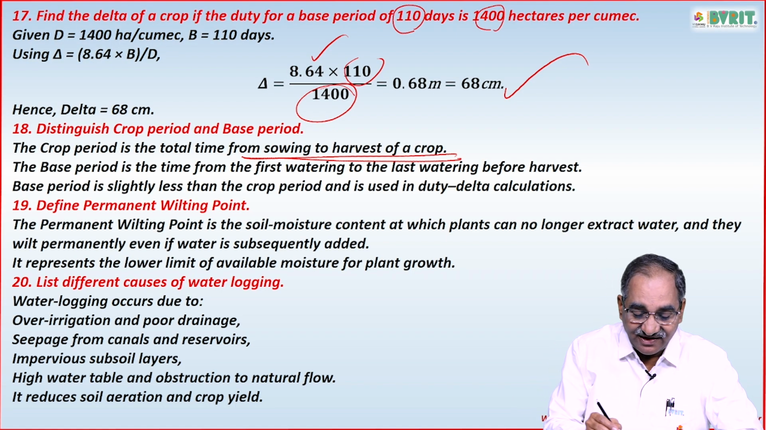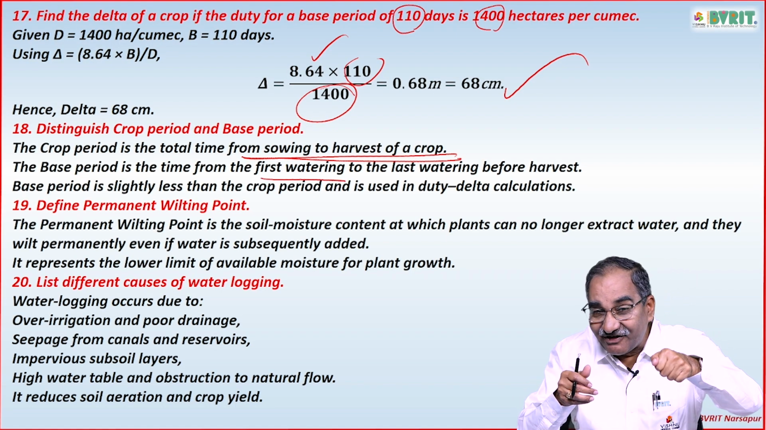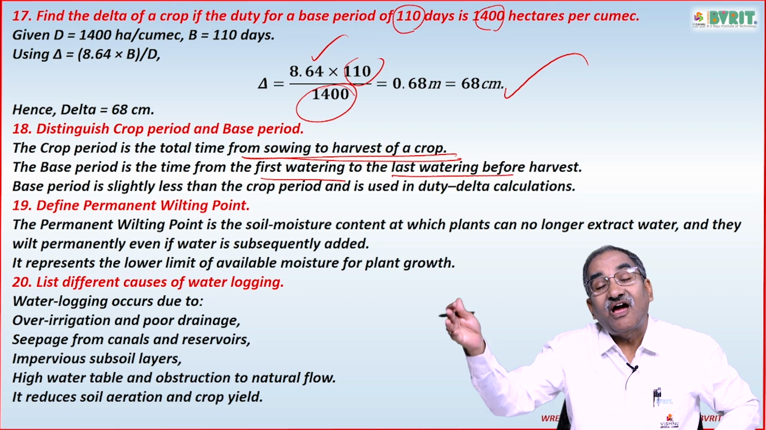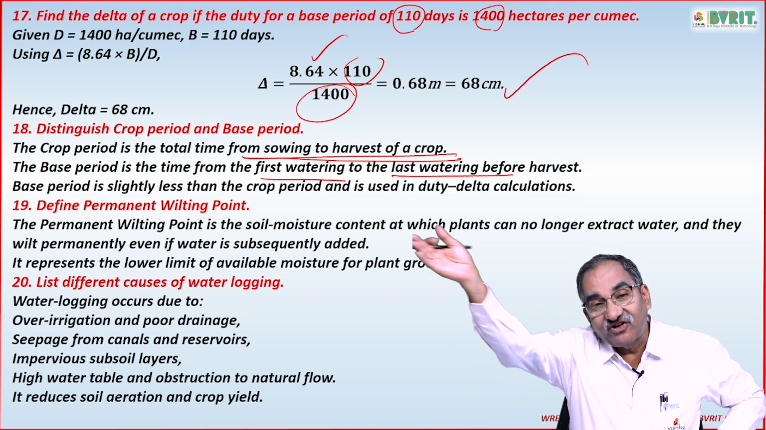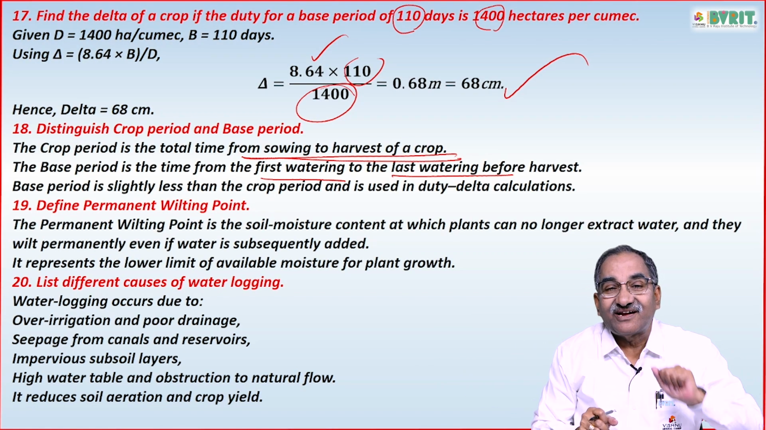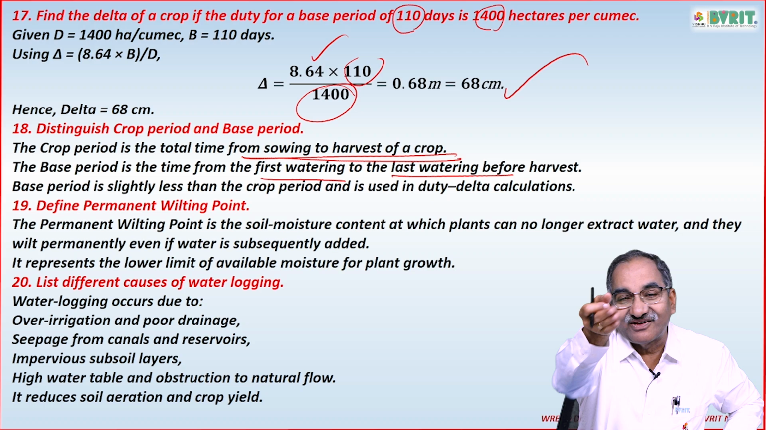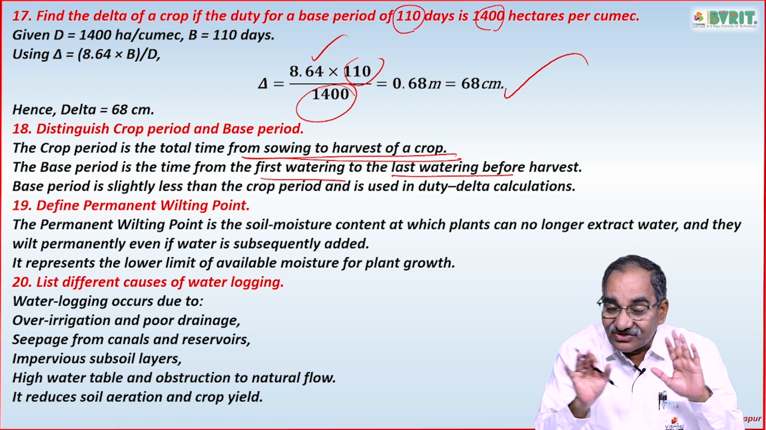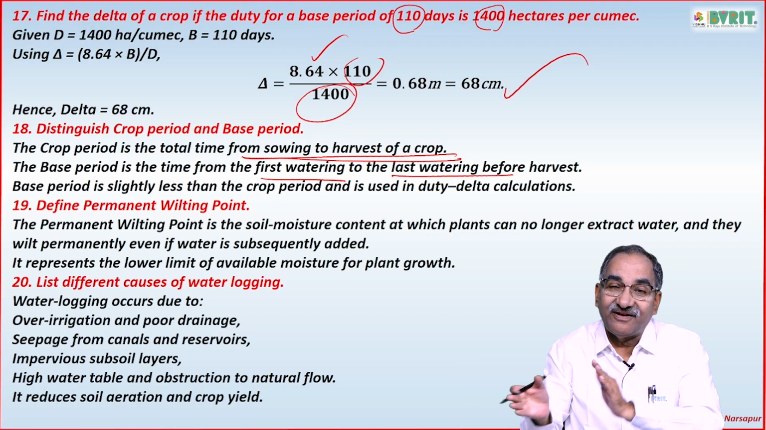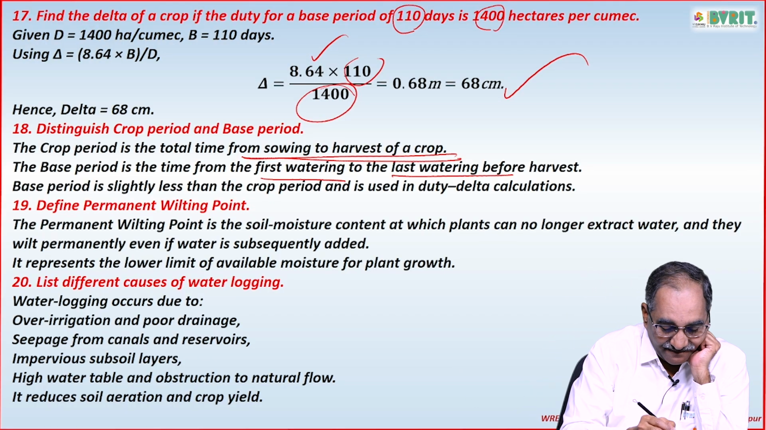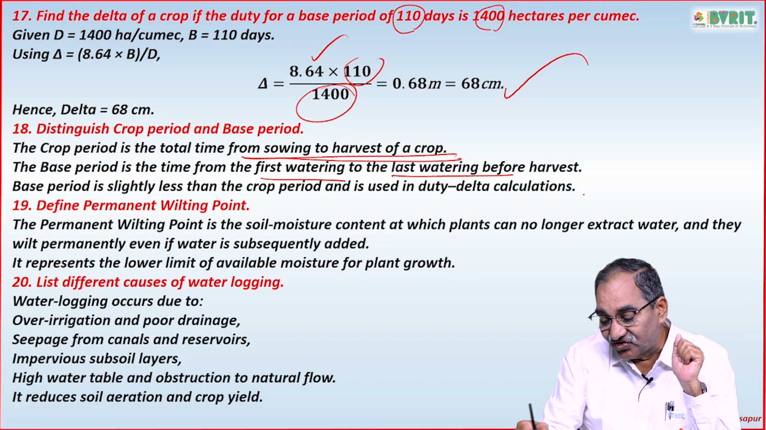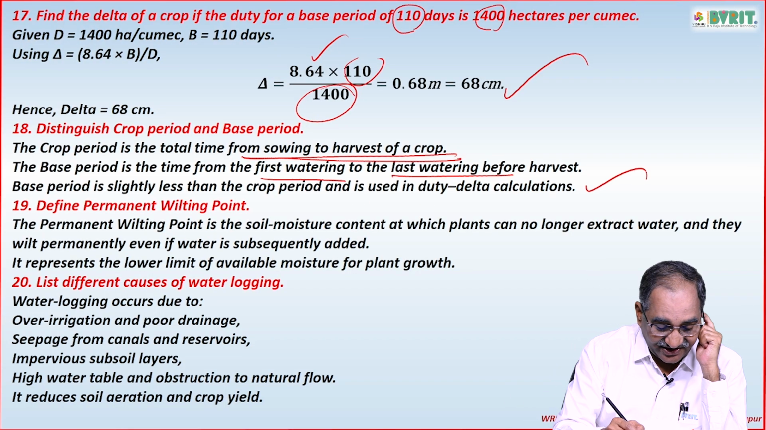What is base period? From first watering to the last watering. The last watering may be 10 days before the harvesting or 15 days before the harvesting. Similarly, first watering may be much before you are sowing the plant actually. So that's why base period refers to water, whereas crop period refers to the plant. Base period is slightly less than crop period and is used in duty delta calculations.